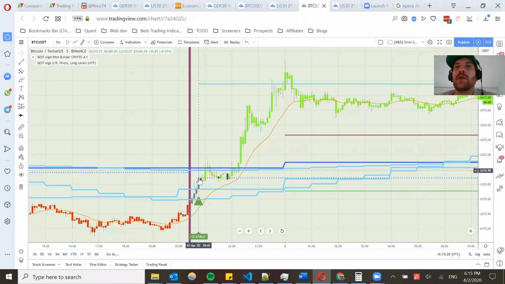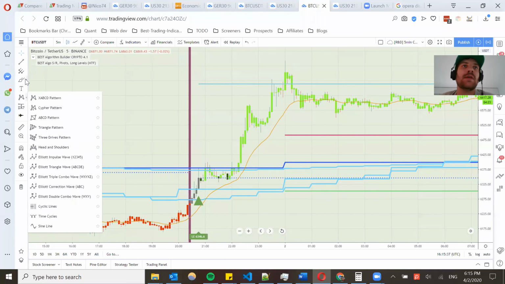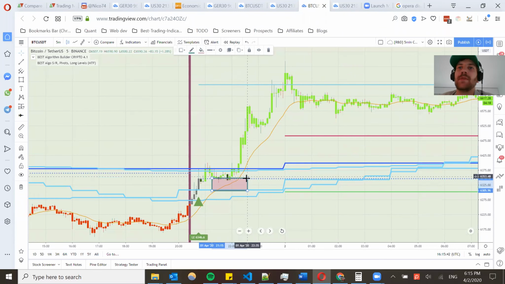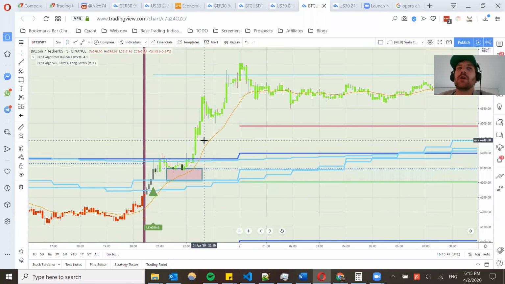Okay, see, for me the entry is near, so I'm going to wait for a pullback near this 20. I will wait for a pullback, a big zone. And then question: would I set my stop loss to break even near? Will I take profit here? No, because it's too close.